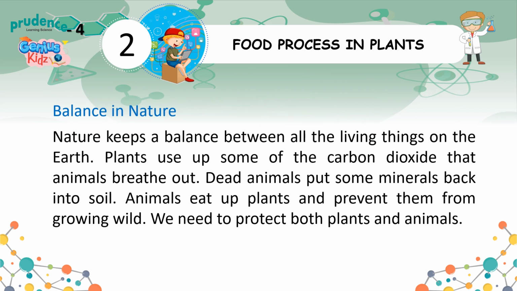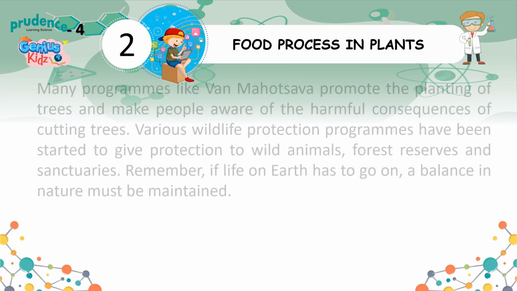Balance in nature. Nature keeps a balance between all the living things on the earth. Plants use up some of the carbon dioxide that animals breathe out. Dead animals put some minerals back into soil. Animals eat up plants and prevent them from growing wild. We need to protect both plants and animals.